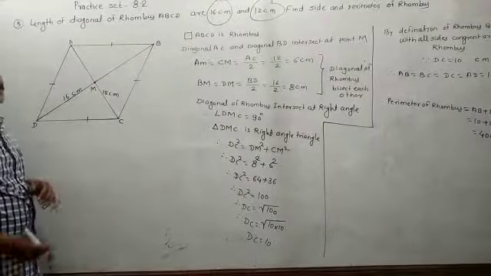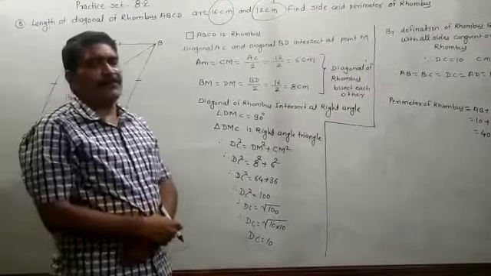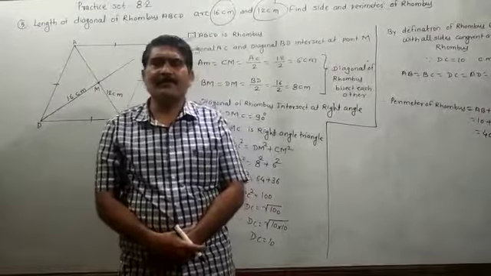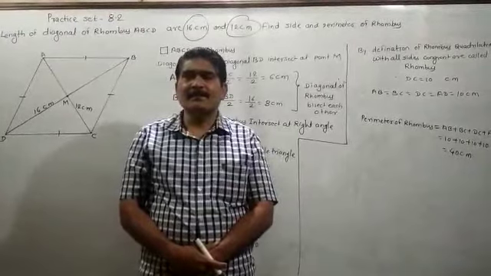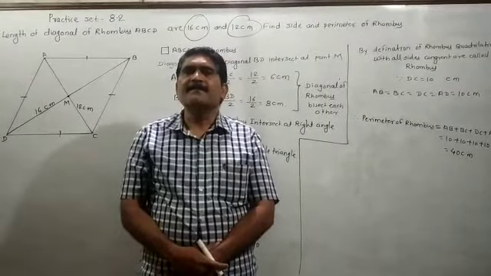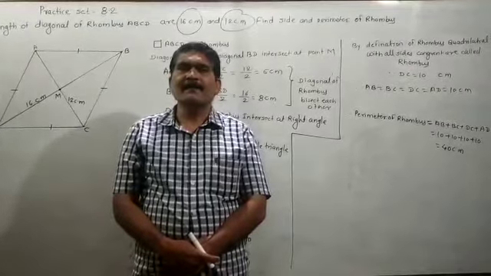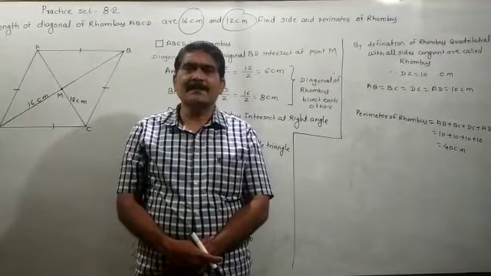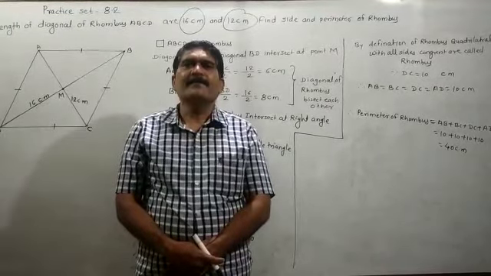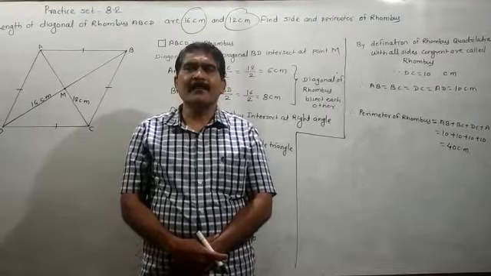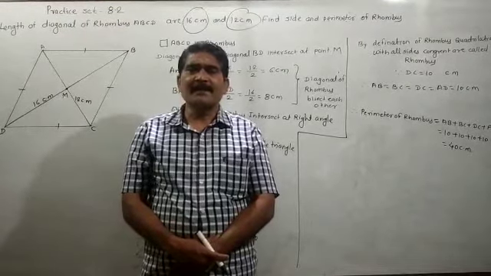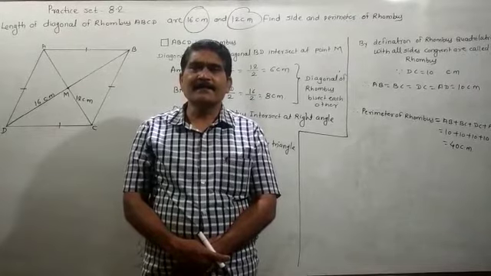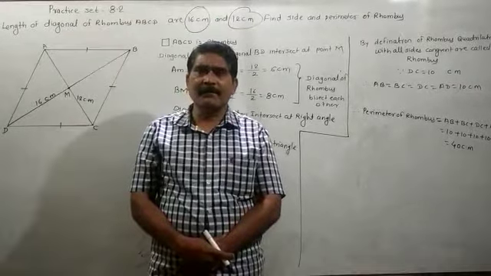Then we already saw the properties of the rhombus. Which are the properties of the rhombus? The first property is that the diagonals of the rhombus bisect each other. Second property, the diagonals of the rhombus intersect at right angle. And third property, the diagonals of the rhombus bisect the opposite angles. Step by step, you have to utilize these properties and solve the example.